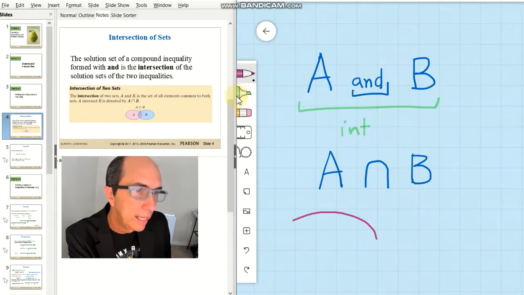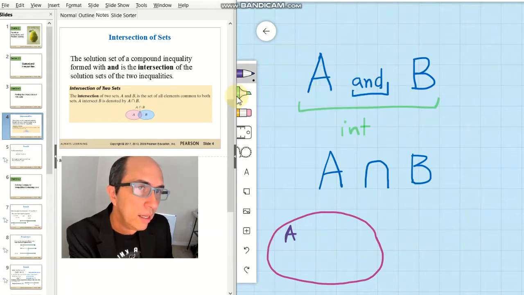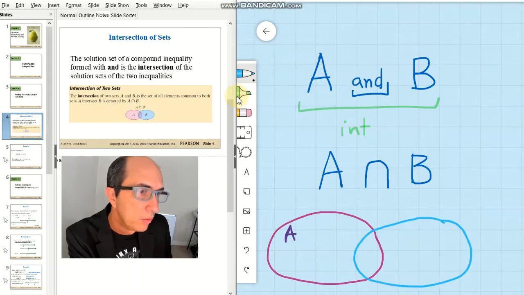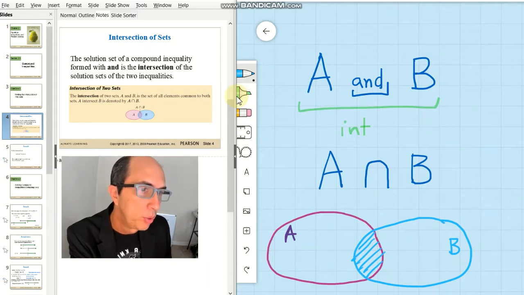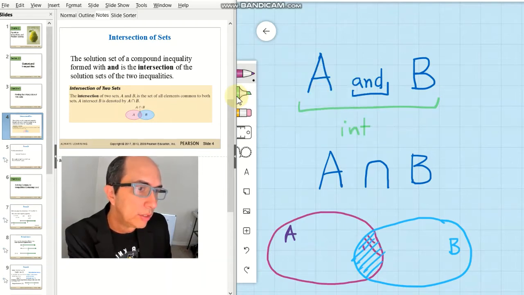Basically, you're going to represent it as a Venn diagram. This is going to be A, and another set here, which is going to be B. And this common area here, the set of numbers that belongs both to A and to B, this is going to be the intersection, right?